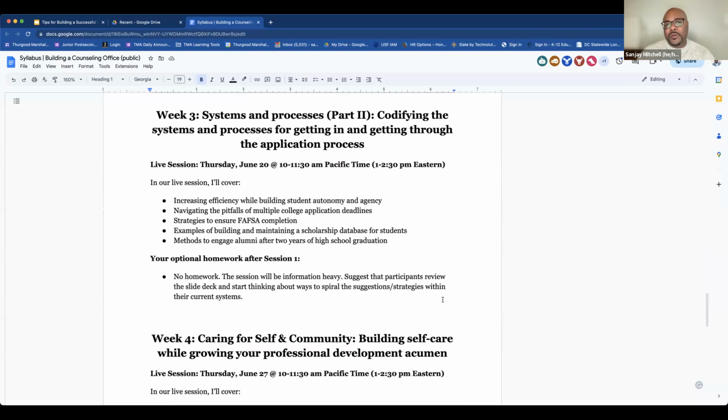Strategies for ensuring FAFSA completion. We know that if you have not completed the FAFSA, it's very likely that you probably won't go to college, because that's where the money resides. Methods to engage alumni after 2 years of high school graduation, and building a scholarship database for students to be able to use and add information to year after year.